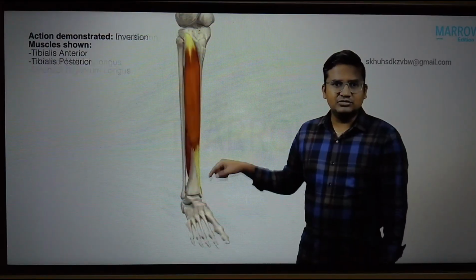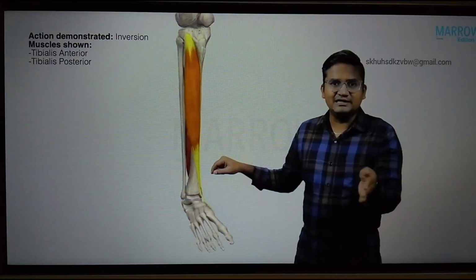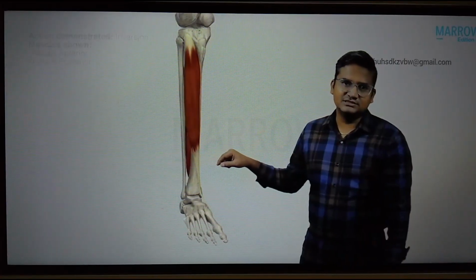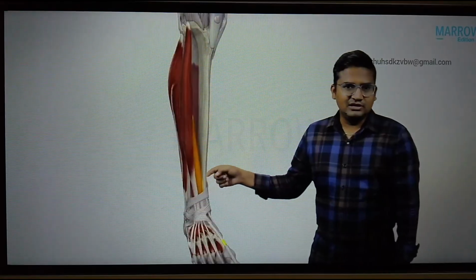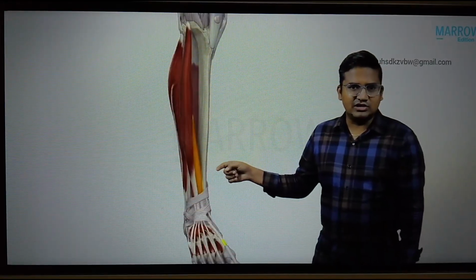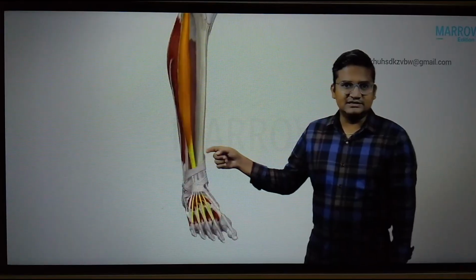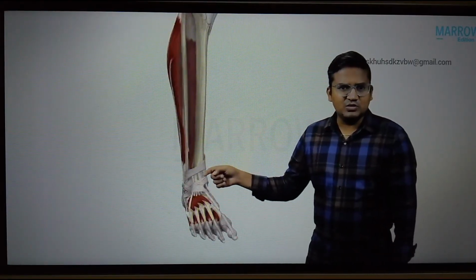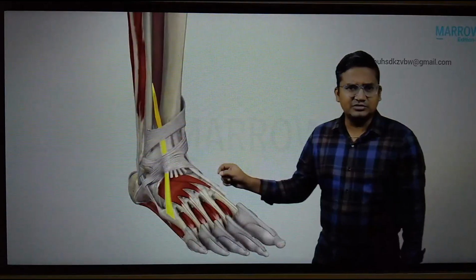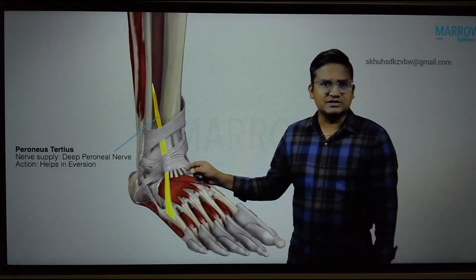And I told you just now, the tibialis anterior and tibialis posterior turn the sole medially. That is the inversion. So now we remove the tibialis anterior muscle, and that is the extensor hallucis longus. We are removing that too. And this is the extensor digitorum longus. We are removing that too. Now we are seeing one small muscle there. I'll zoom it. That is the peroneus tertius muscle.